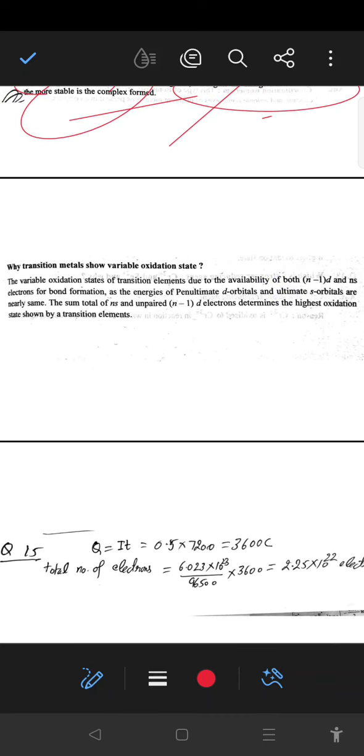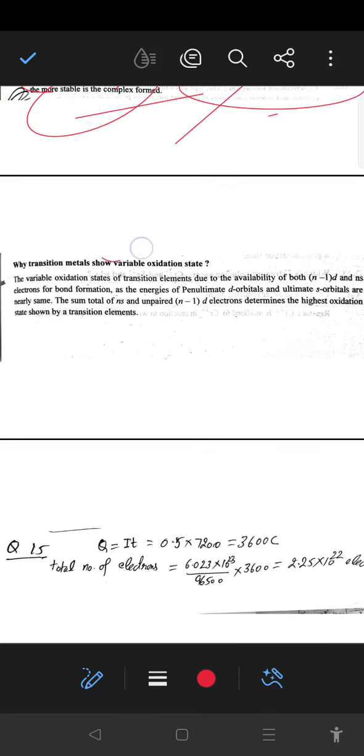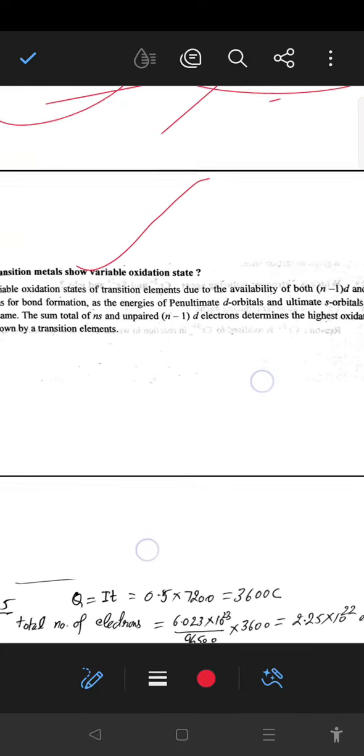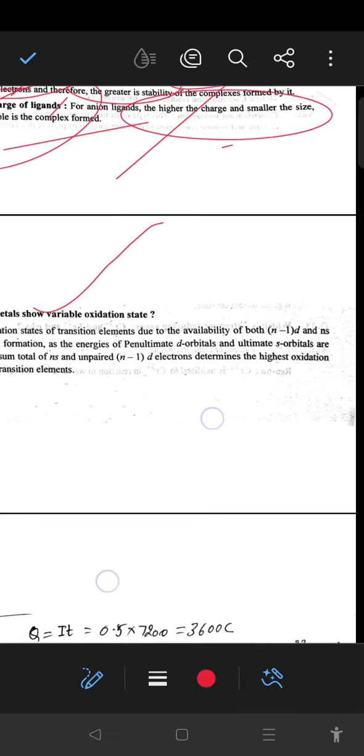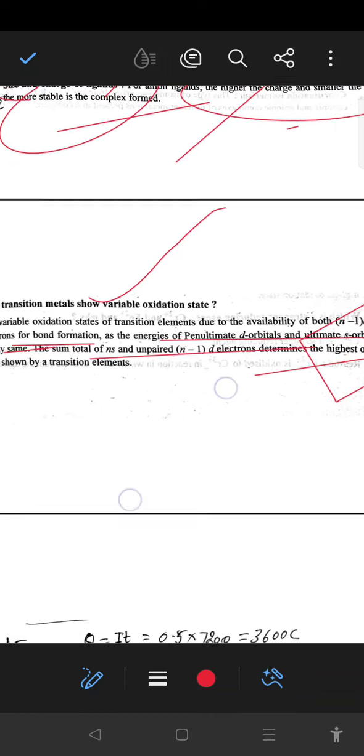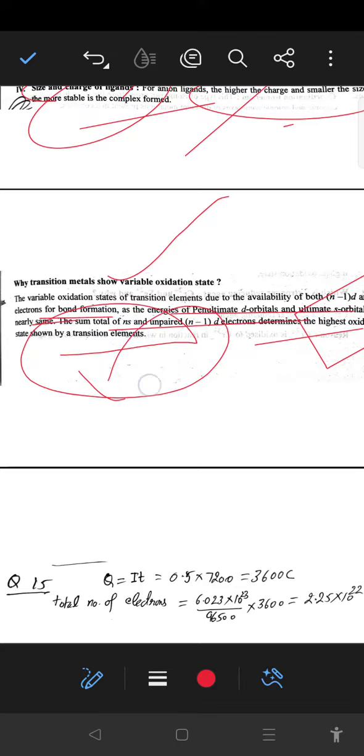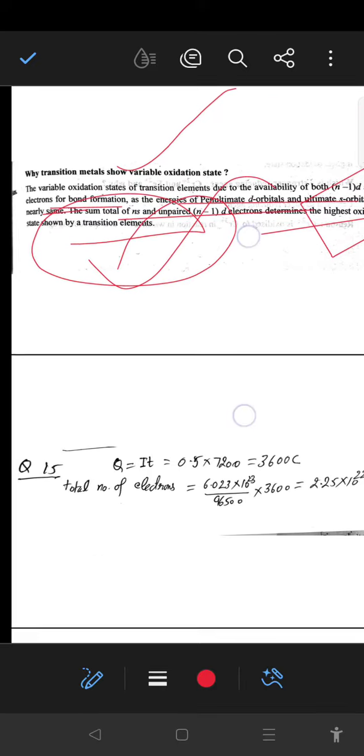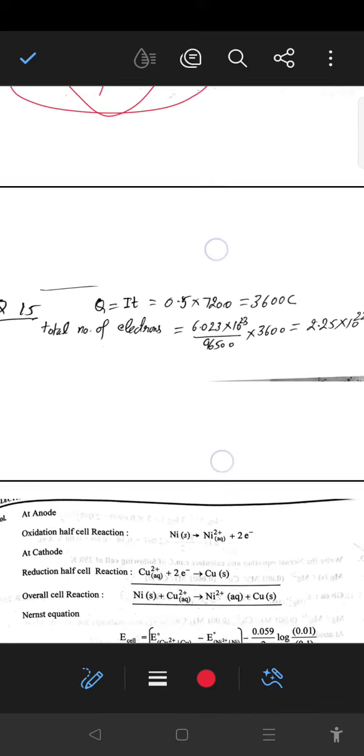ठीक है. Next question is, why do transition metals show variable oxidation state? So transition metals show variable oxidation states due to the availability of (n-1)d and ns electrons for bond formation, as the energy of the penultimate d orbital and the ultimate s orbital are nearly the same. So the sum total of ns and (n-1)d electrons determines the highest oxidation state of the transition elements. So because of this, transition elements show different oxidation states.